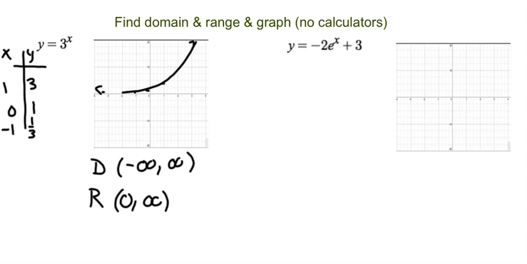Now let's look at this one. This one's going to be a little bit tougher. I go up 3, so I know that there's going to be something going on. Actually, let's get a very general graph of this. Let's first plug in x is equal to 0. Well, e to the 0 is 1 times negative 2. So that's negative 2 plus 3 is 1. So I know it's going through 0, 1. Rest of these are a little bit harder to do without a calculator.